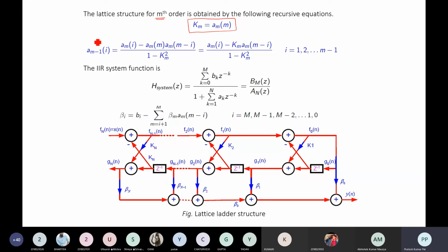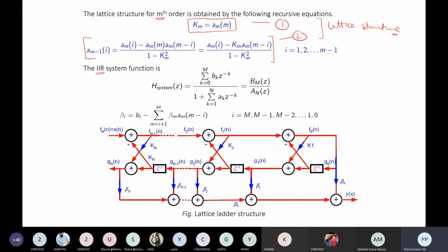Similarly, if we want to find out the lower values of the constant, the polynomial constants of different orders, then a m minus 1 of i is equal to this. This is the important formula. So these two, 1 and 2, are the formulas, very important, that should be used frequently for realizing the lattice structure. Okay, so these two formulas you should be keeping in mind for realizing the lattice structure.